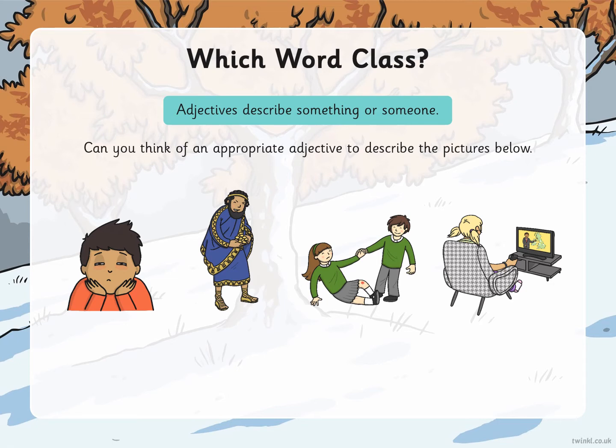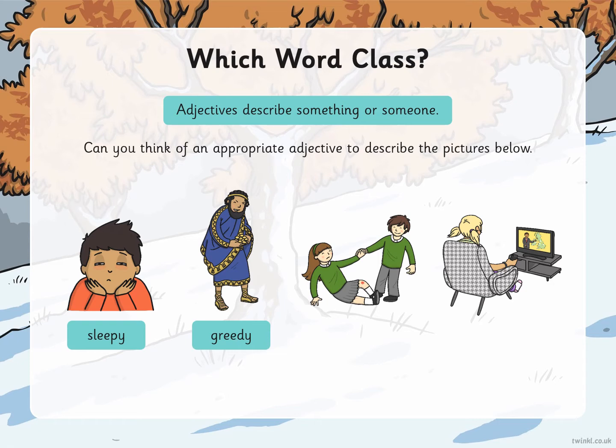So the person in this picture is sleepy. Did you get that answer or did you get another answer that was similar? Well done if you did. Let's look at the next picture. This man looks like he's got lots of gold coins in his hand. How would you describe the man in this picture? Shout your answer out. So I would describe this character as greedy because he looks like he's trying to run away with lots of gold coins in his hand.